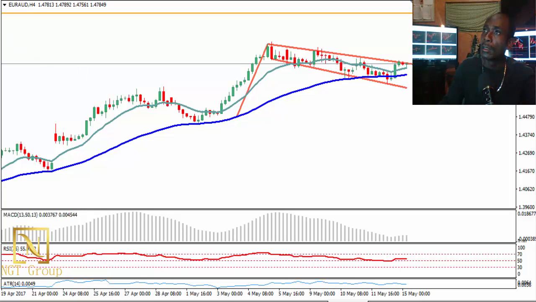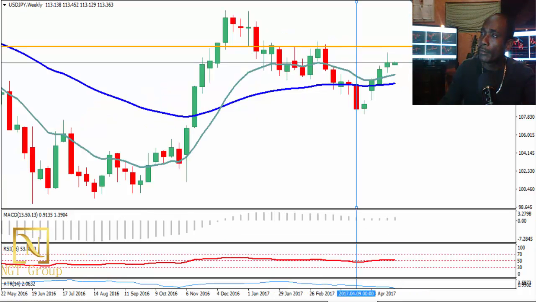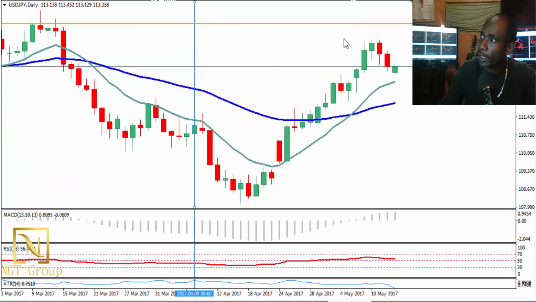So this pair is the US dollar versus Japanese yen, and it's a very bullish pair. We are looking to go bullish on this one, even though there was some sell-off last week, but we consider this one still bullish. So let's jump to the daily chart. We see the daily chart pulled back for 2 days, and the daily is bullish. Let's see how the 4-hour looks.